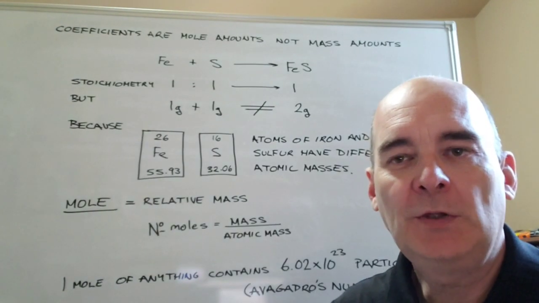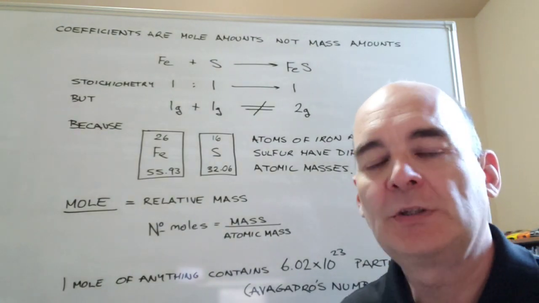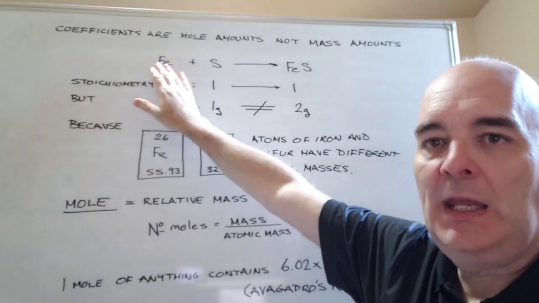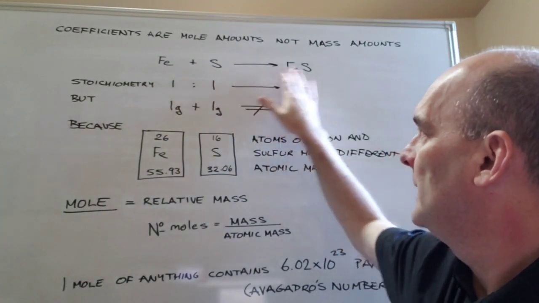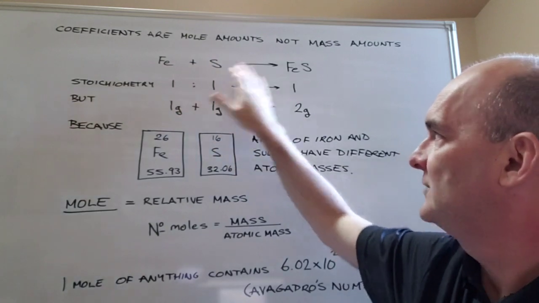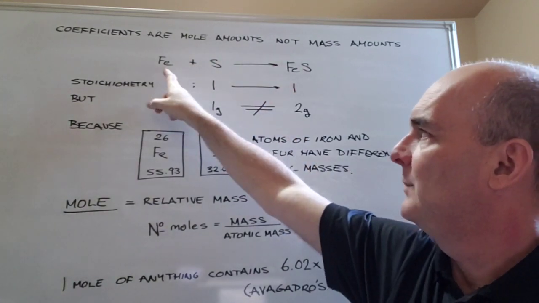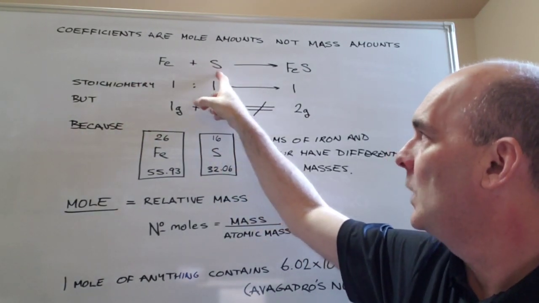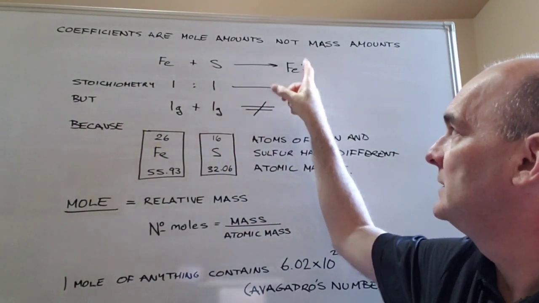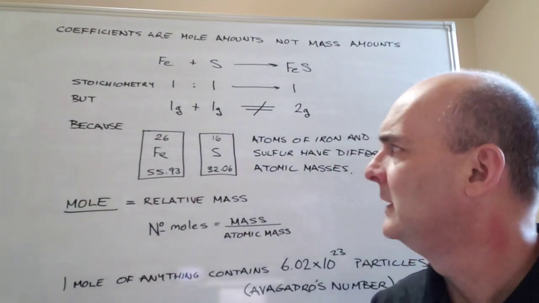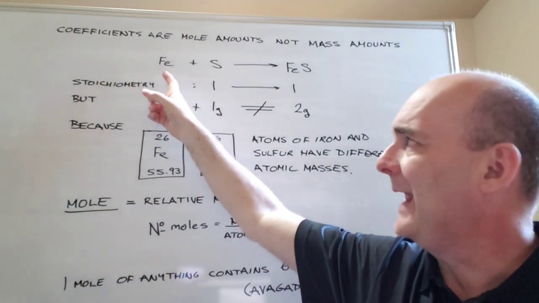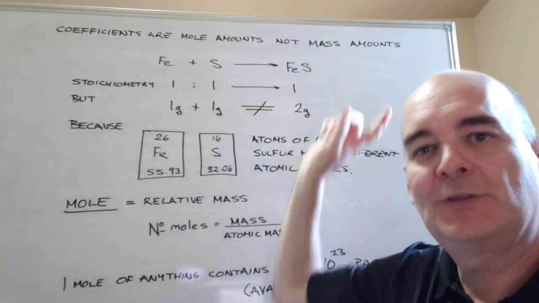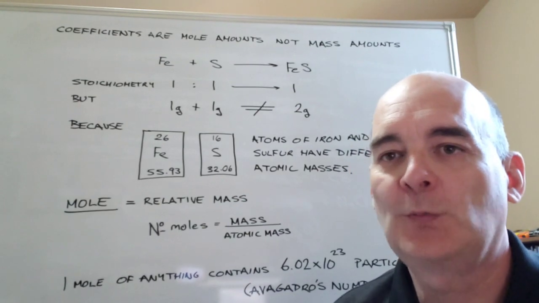The coefficients that we use in a chemical equation are not mass amounts. It would be very, very nice if we could just say iron plus sulfur makes iron sulfide, Fe plus S makes FeS, and because the stoichiometry here says 1 iron plus 1 sulfur makes 1 iron sulfide, that we could go to the stockroom, get a gram of this and 1 gram of that and combine them and make 2 grams of that. That's not how this works.